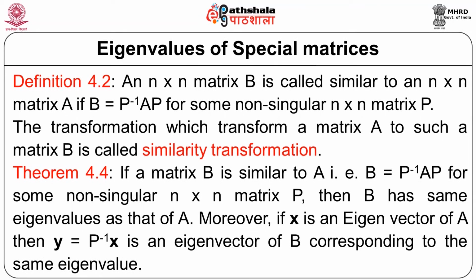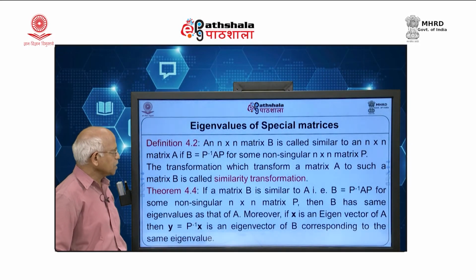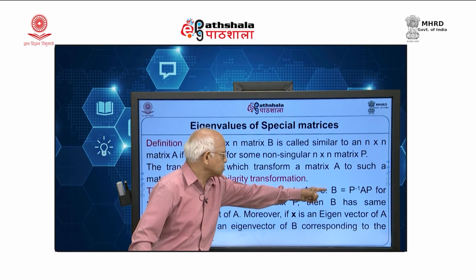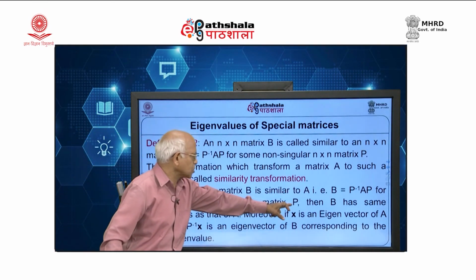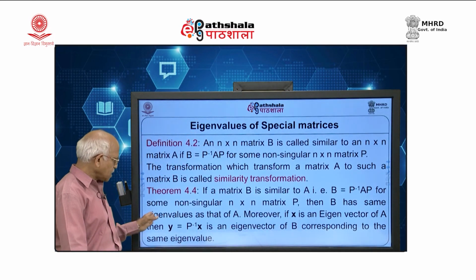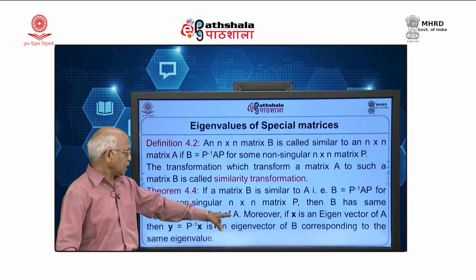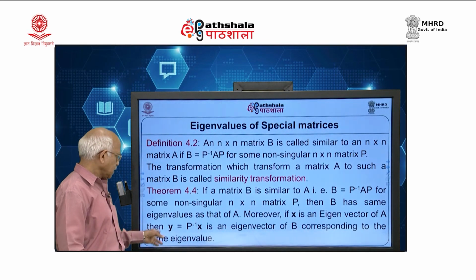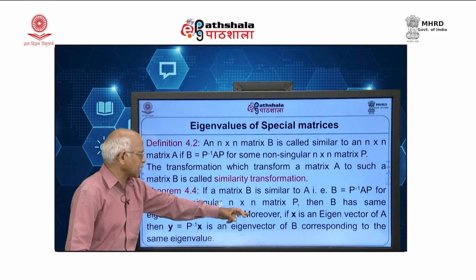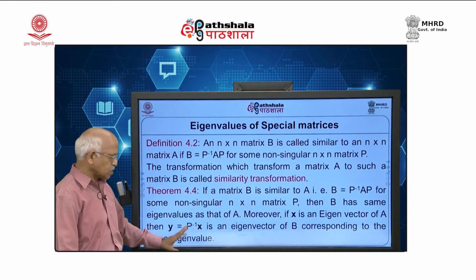Now, in the context of eigenvalues and eigenvectors, we have this theorem: if a matrix B is similar to matrix A, that is B equals P inverse A P for some non-singular n cross n matrix P, then B has the same eigenvalues as that of A. And not only that, moreover, if x bar is an eigenvector of A, then y bar equal to P inverse x bar is an eigenvector of B, corresponding to the same eigenvalue.